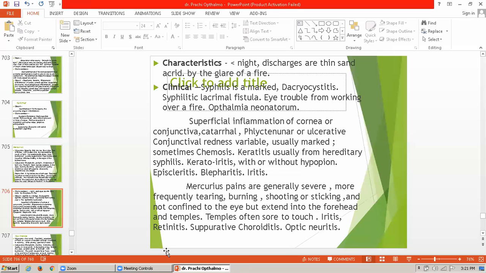Iritis and retinitis with suppurative choroiditis and optic neuritis. So mercury is a deep acting remedy, useful for diseases of the uveal tract and for the many diseases of the eye as we have seen above.